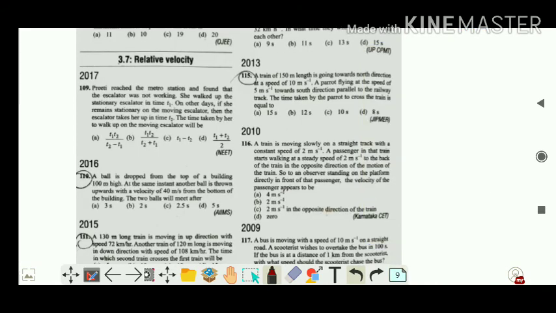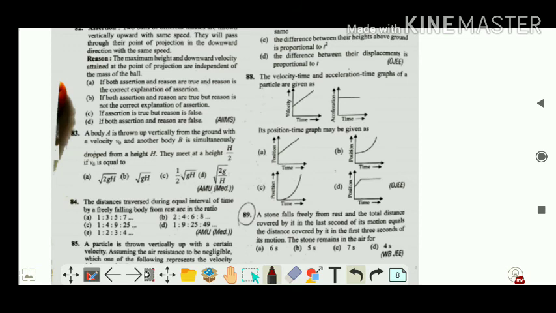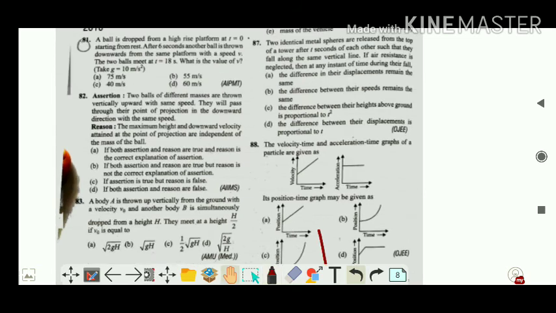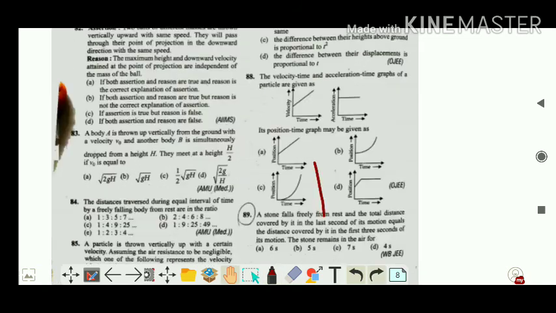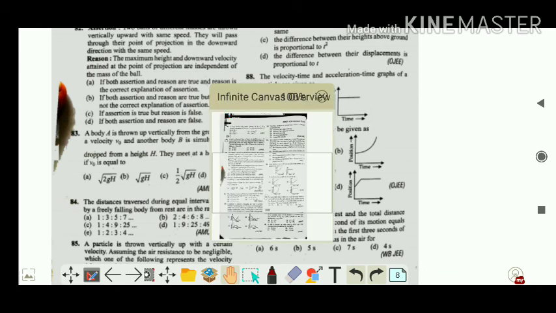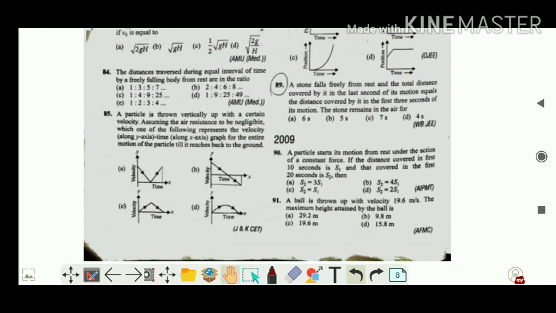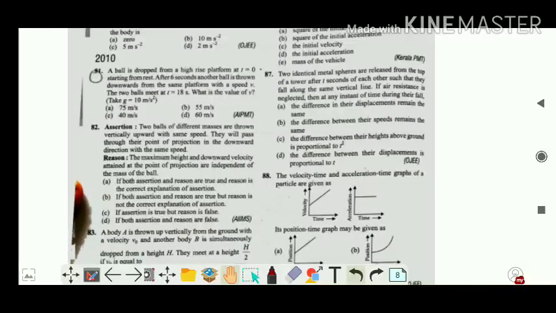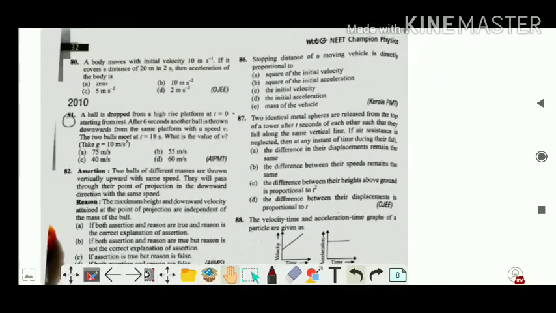Now let's move on with the next question. Again I made a mistake. Let's move on with 82 or 81. Let's move on with the 81 question. How can we solve the 81 question?